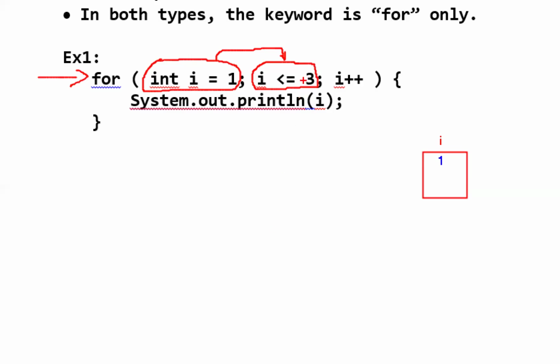The condition is true. If the condition is true, where does control go next? To the statements. Tell me how many statements I have? Only one statement is there. What is the statement? System.out.println(i). Could you tell me what's the value of i currently? 1. Tell me what's the output printed here? 1.